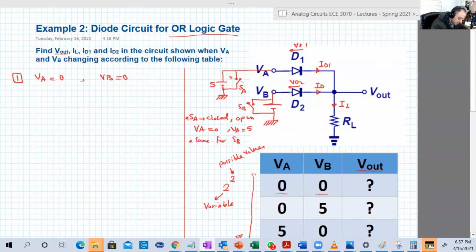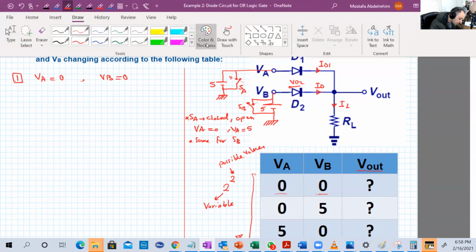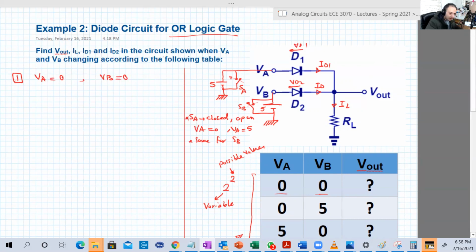Same for SB, the switch at B. If this switch is closed, this battery will be shorted, so VB will be connected to ground. So VB will be equal to 0. If the switch SB is open, then VB will be just the battery voltage, which is 5 volts. This is how we understand what I mean by putting a voltage at some node in the circuit. Okay, good.